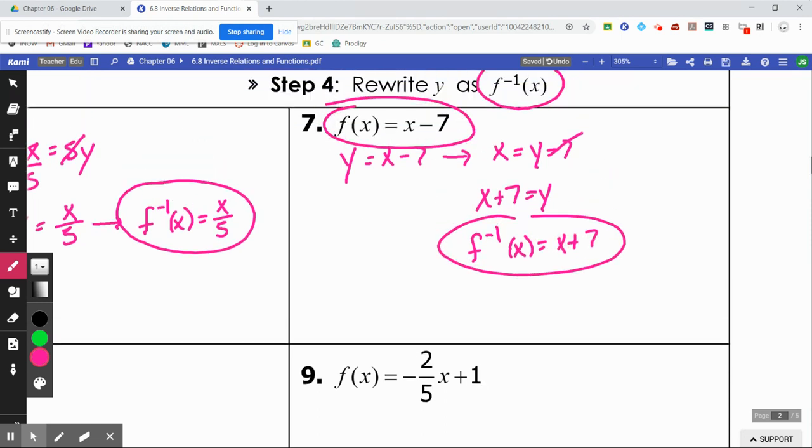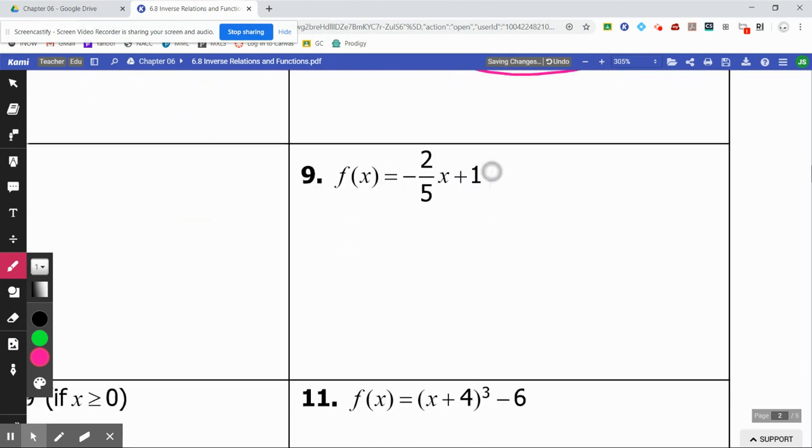And again, what this does is, if your original function, you can check this. Your original function, if you were to plug in 7, you get 0. What about your inverse function? What if you plugged in 0? What would you get? 0 plus 7, you would get 7. So that's what a function and an inverse does. It switches your inputs and outputs.